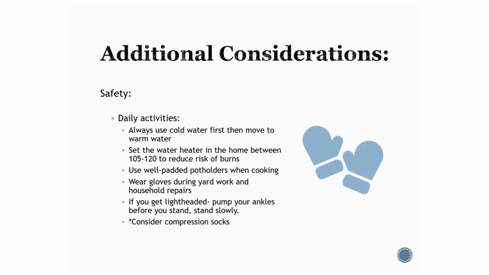And then last but not least, I'll often talk about safety measures. So in the house, if you have neuropathy, think about using cold water first and then moving to warm water, because it wakes up those fingers so that you can actually feel that sensation, because oftentimes you can't necessarily notice when you're going into hot water. Set the water heater a little bit lower, between 105 and 120. Obviously use well-padded pot holders, and wear gloves when you're doing yard work and household repairs. If you get lightheaded, always pump your ankles before you stand up.